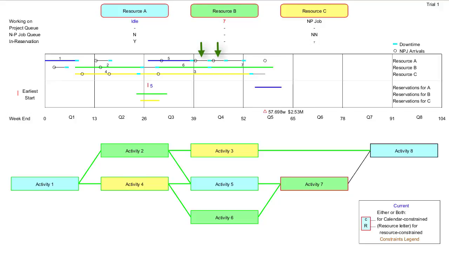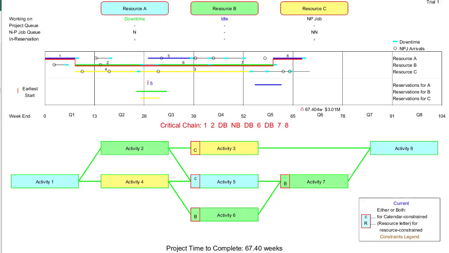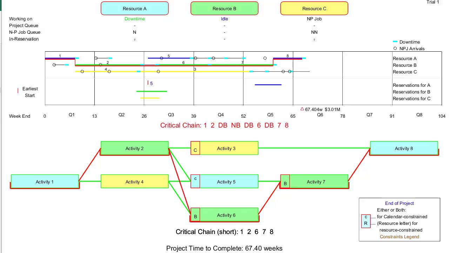Notice that Resource A has performed 3 non-project jobs in succession. Another has arrived, but it cannot start because we have reserved Resource A. Activity 7 finishes, which enables the final Activity 8 to begin. And the project finishes at 67.4 weeks. A red underscore highlights the critical chain. Note that the expanded critical chain notation contains more information, especially about the delays with Resource B.